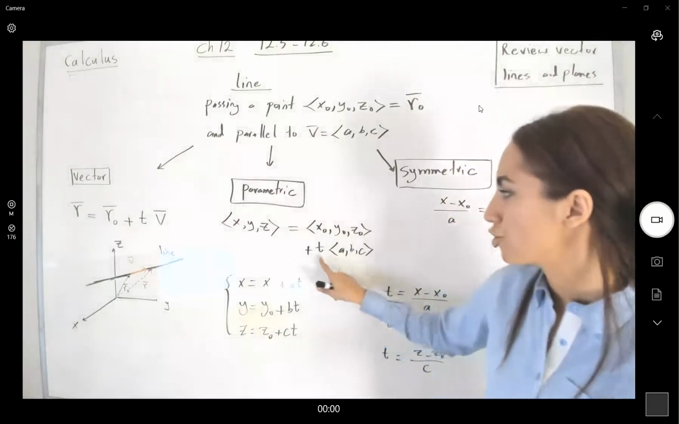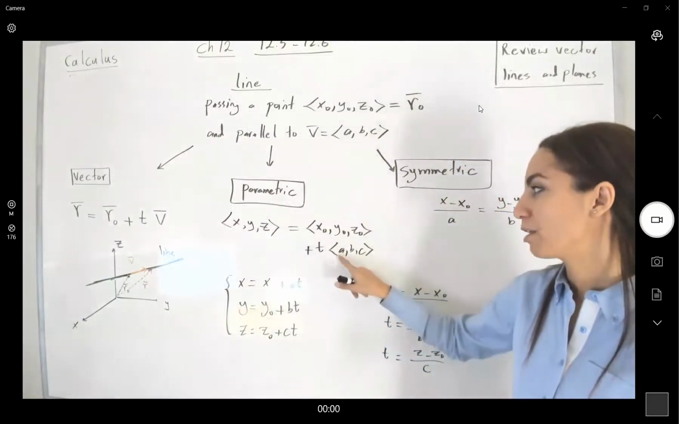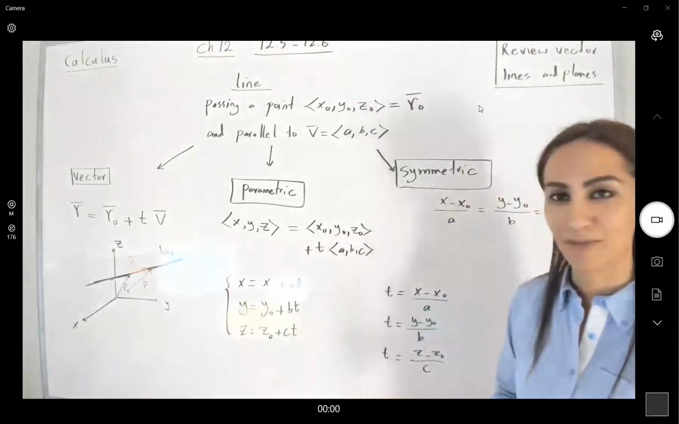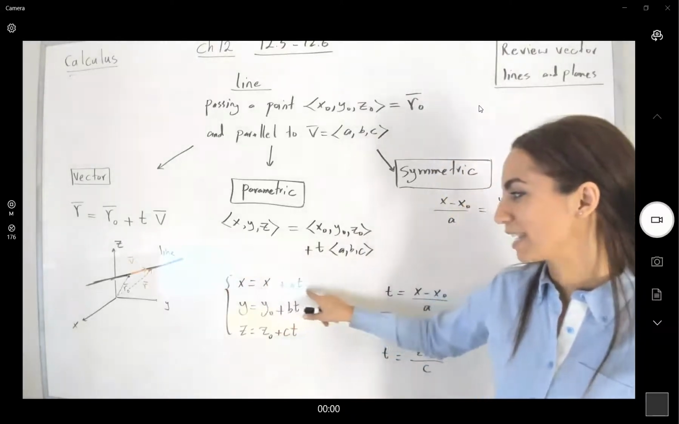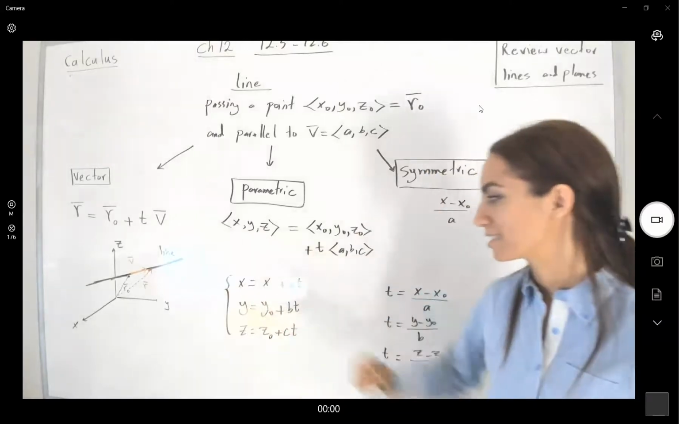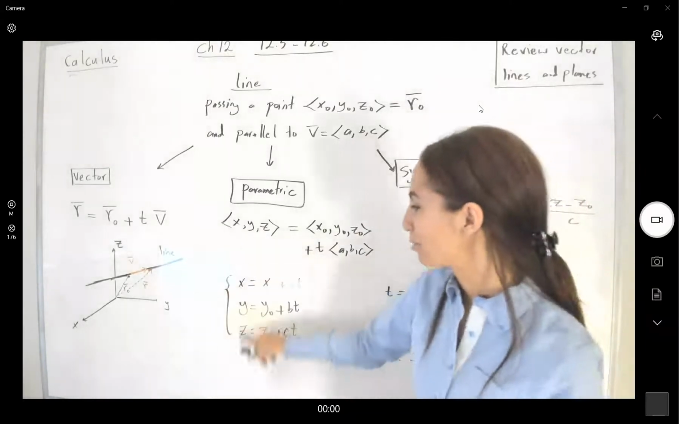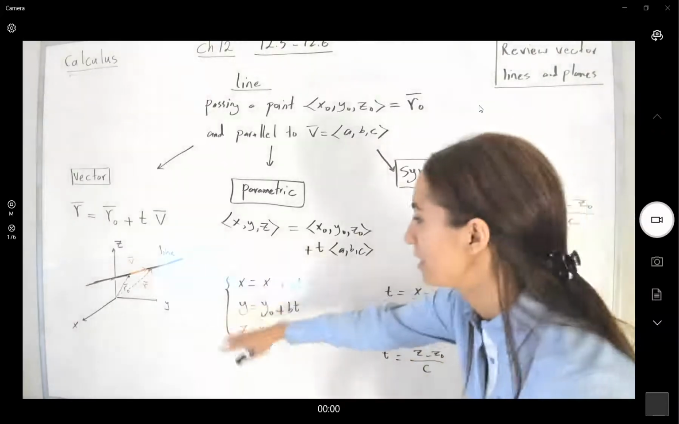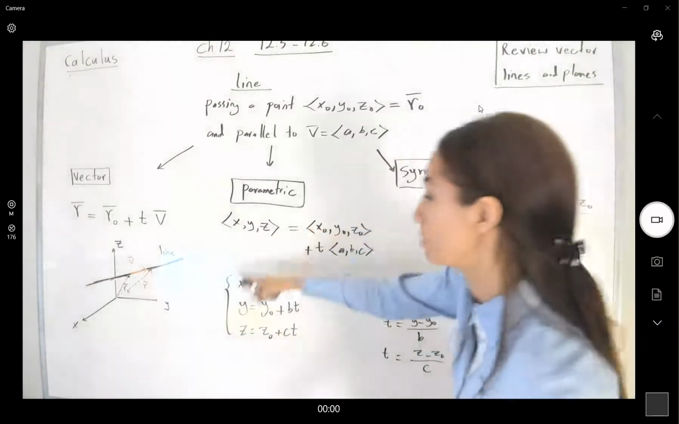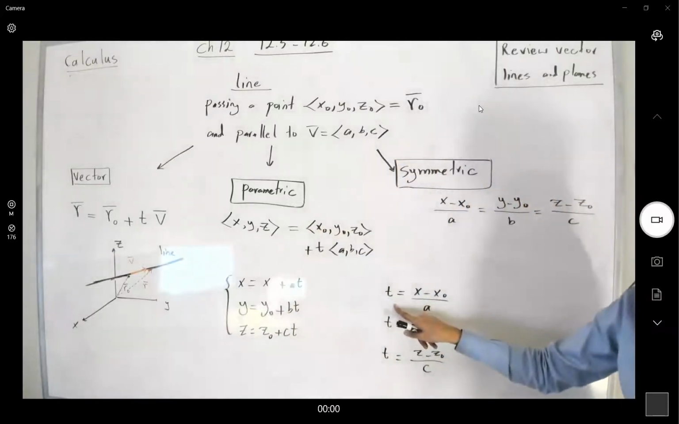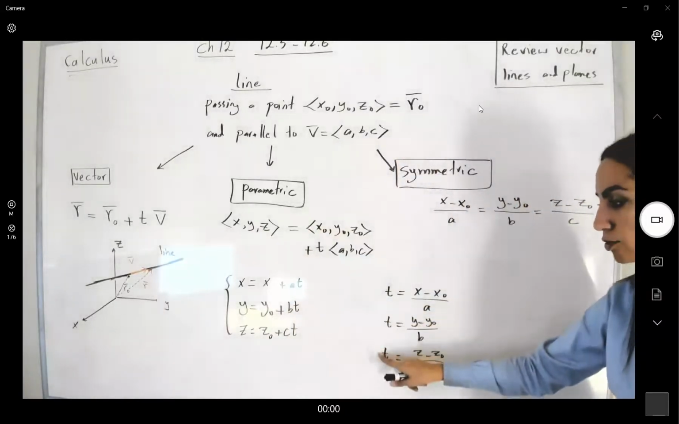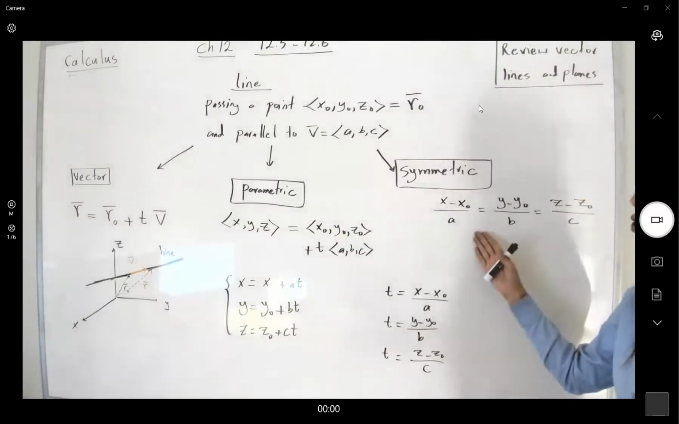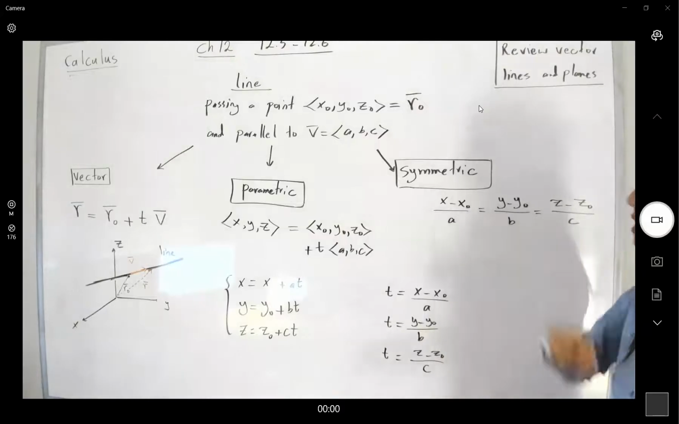Or if we distribute T and add the components, the very first component of your vector is equal to X sub 0 plus AT. The second component of your vector is Y sub 0 plus BT. And the last component of your vector is Z sub 0 plus CT. Or from these three equations, the parametric equations of the line, if we isolate T on one side, it means that T is equal to T in all of these cases. It means that all of these fractions are equal to each other. So we get something that we call the symmetric equation of the line.